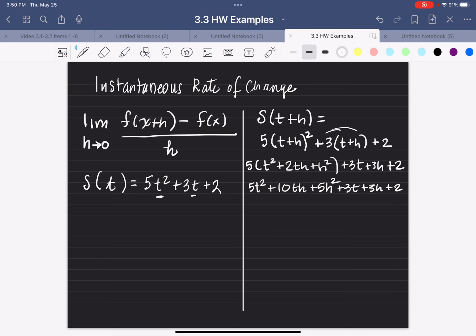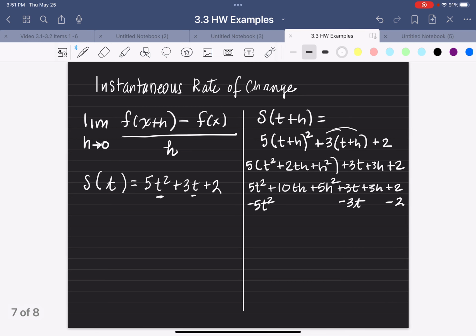Okay, and all I've done is this first part, the function at the x value plus h. So we had a t instead of an x, so at t plus h. Now look what this formula says. It says take away the original function. So everything in here I have to subtract from this one. So I've got to subtract a 5t squared. I'm going to line it up under the other 5t squared. I'm going to subtract a 3t. I'm going to line it up, and I'm subtracting a 2.